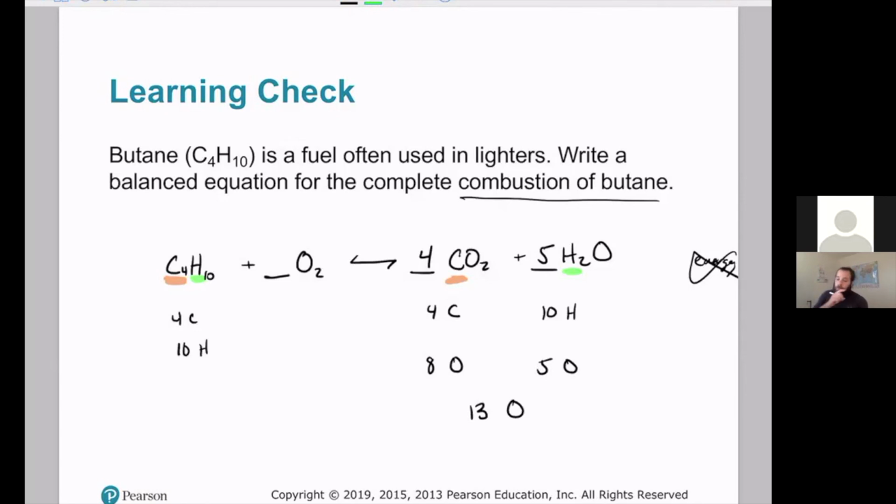Now, the only problem is that oxygen gas is diatomic, meaning that it's not just O all by itself, it's O2. So in order to balance my oxygens, I would have to have 13 halves over here. The real kicker there is that you always have to have whole numbers in your balanced chemical equation. That's okay. That's really easy to do once we've gotten it to this step.